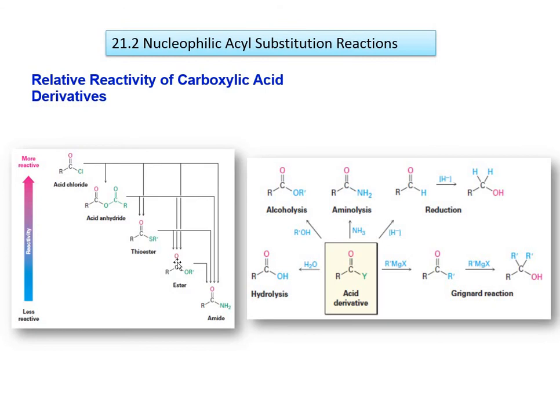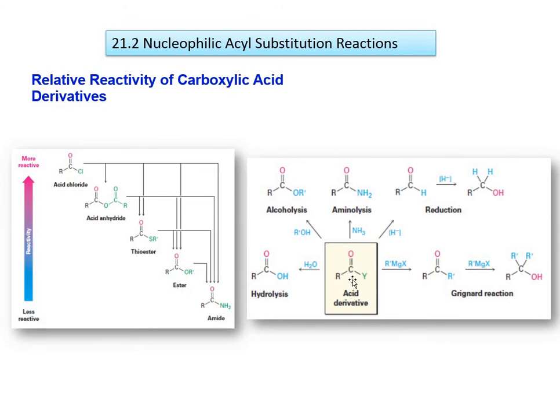In this slide, we see a table here. It shows that the more reactive carboxylic acid derivatives can be converted to other carboxylic acid derivatives, but the least reactive ones cannot be converted easily to more reactive derivatives. Generally, we start with a more reactive one, then we can synthesize the least reactive derivatives. Let's look at the general reactions.